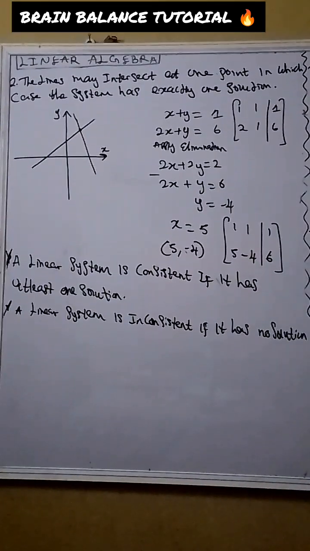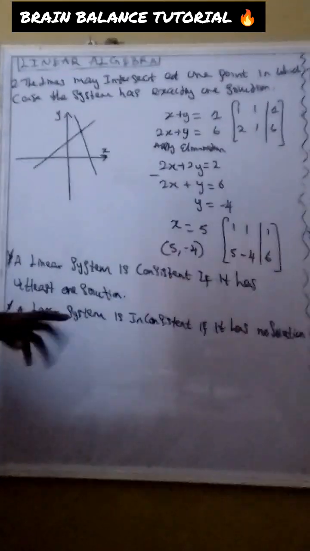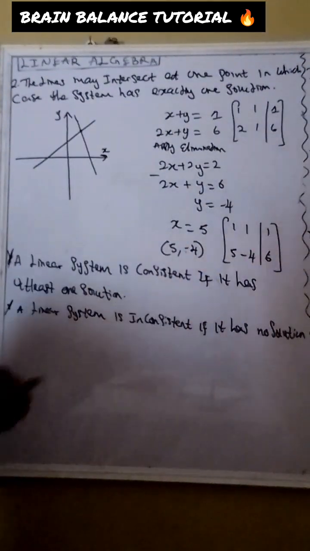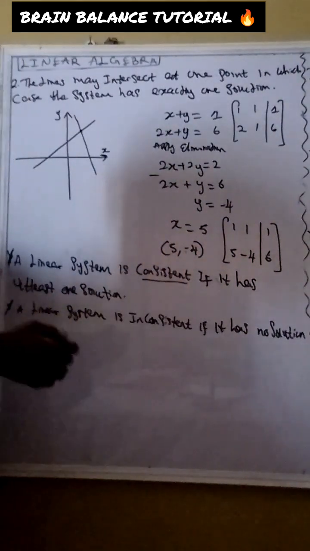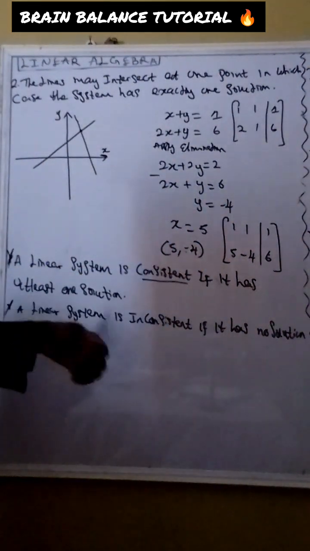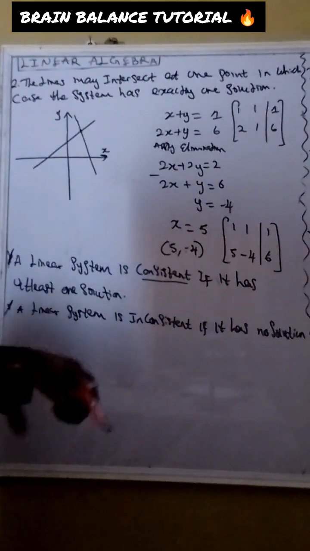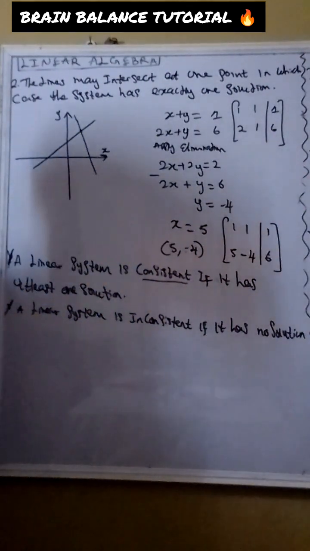So we have one last thing to explain: if you are being given a linear system, we can say that the linear system is consistent. If that linear system is consistent, that means the linear system either has, just like what we have here, one solution or infinitely many solutions. Whenever you have infinitely many solutions, that kind of linear system is consistent. And whenever you have a single solution, that kind of linear system is what?